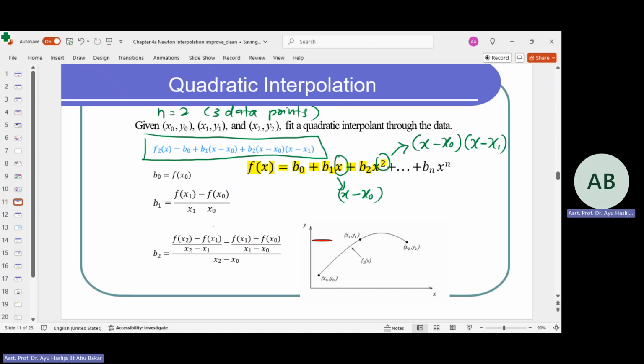So B0 equals fx0, whatever value. It is not compulsory to be 0. Okay, your B0. B1 you calculate from the equation. B2 is also calculated from the equation.